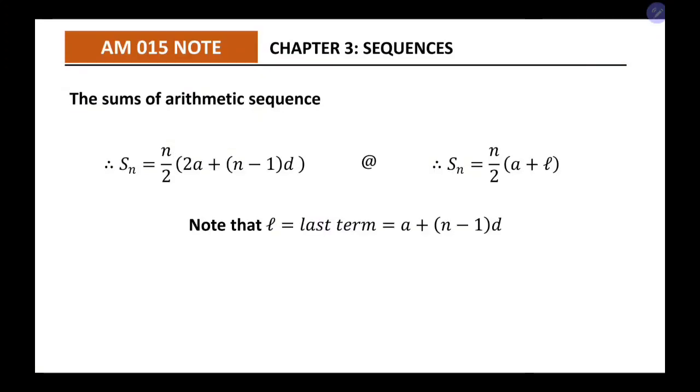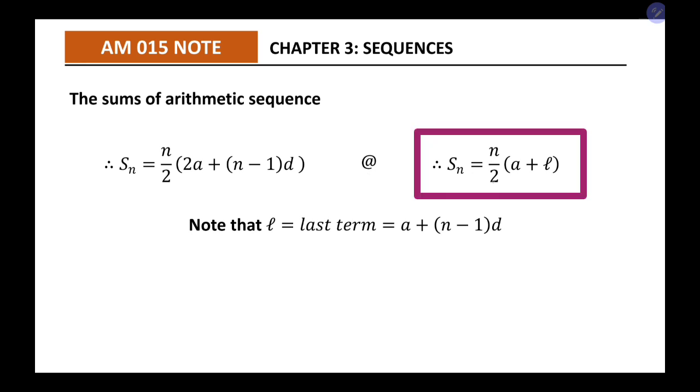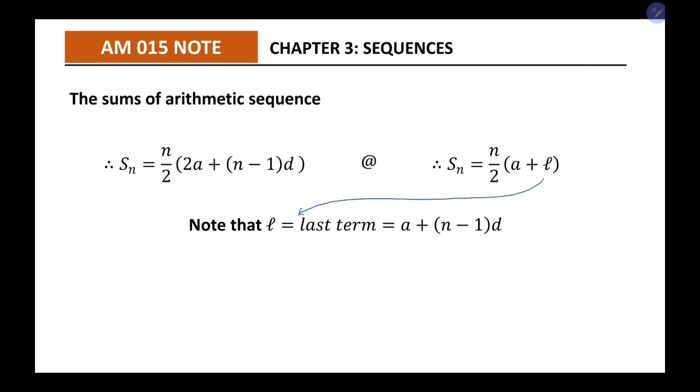Okay, the sums of arithmetic sequence. We have two types of formula for sum of arithmetic sequence. The first one is Sn equals n over 2, (2a plus (n minus 1) d). Or we can use Sn equals n over 2, (a plus l), where l is the last term. Last term means a plus (n minus 1) d.